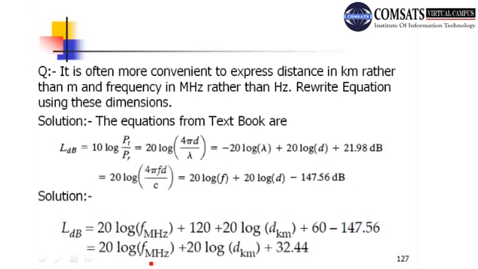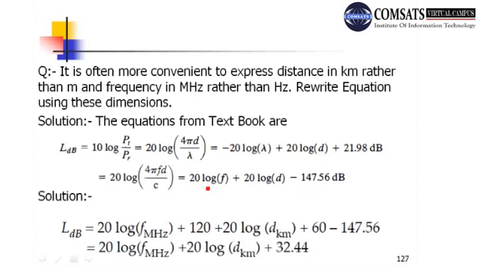So another question: it is often more convenient to express distance in kilometers rather than meters and frequency in megahertz rather than hertz. So we have to rewrite the equation using those dimensions. Equation from the textbook: we know this is the transmitted power and this is the received power. We know this is equal to 20 log 4 pi d over lambda, so 20 log lambda, 20 log d, and 21.98 dB.